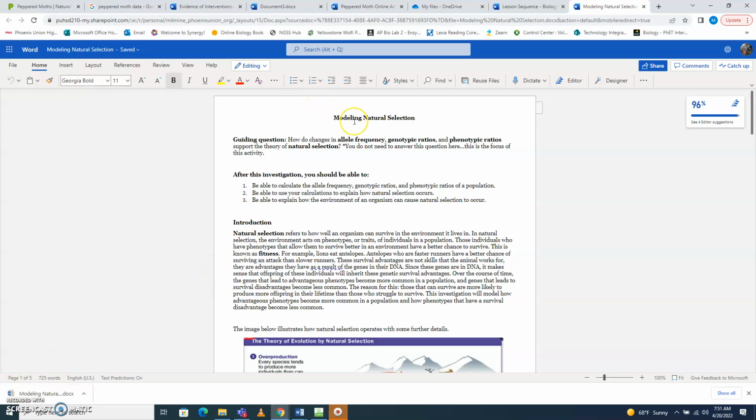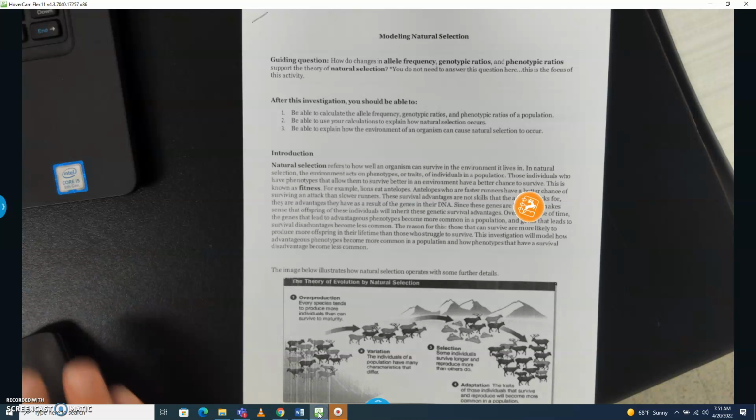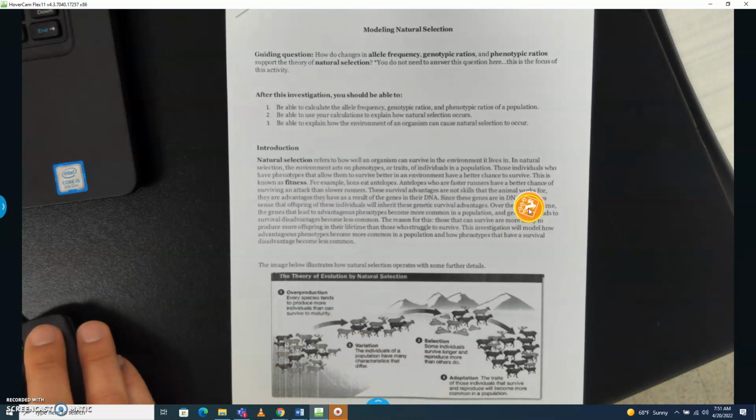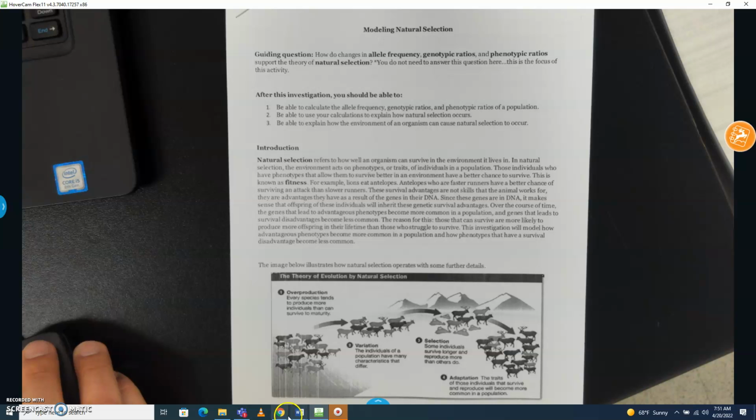This will be our modeling natural selection activity that we do. I'm going to read through this, work through the introductory questions, and you are certainly welcome to follow along and highlight as I do. You will receive a paper handout of this that you can work with. It's exactly the same as what I have on my screen.